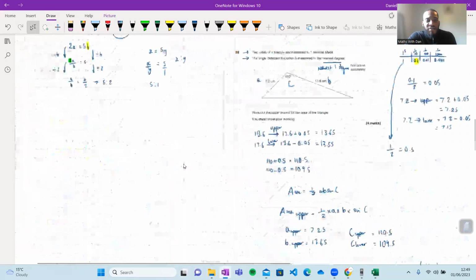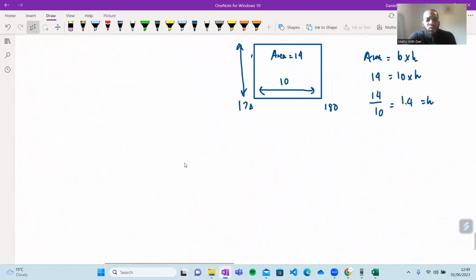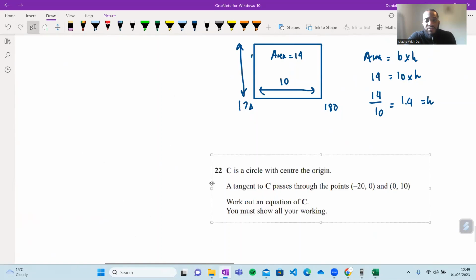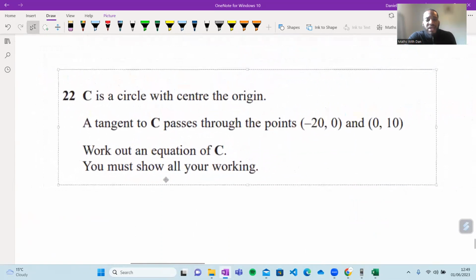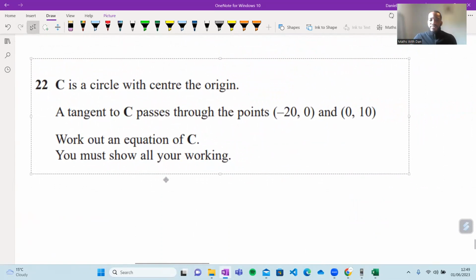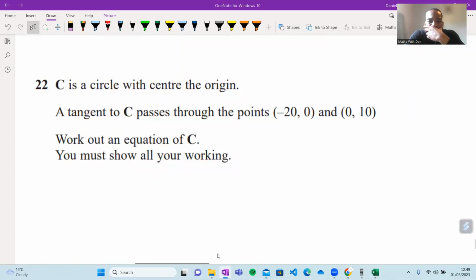Have a read of it. I'll put it here. Have a read of it. See how you got on with it, and we'll go through it together in about 5 minutes. Yeah. So have a read of that. See how you got on, and we'll go through it together. Love this topic. Good stuff.